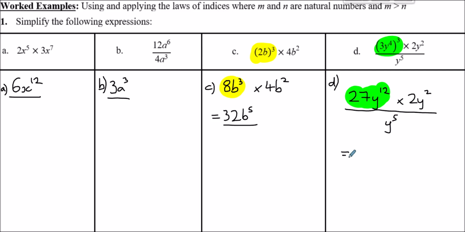So let's simplify this numerator. Take the numbers: 27 times 2 is 54. y to the power 12 multiplied by y to the power 2 is y to the power 14. All of this divided by y to the power 5. Now we can use the subtraction law of indices. y to the 14 divided by y to the 5 is y to the 14 minus 5, which is going to be y to the 9. So this becomes 54y^9.